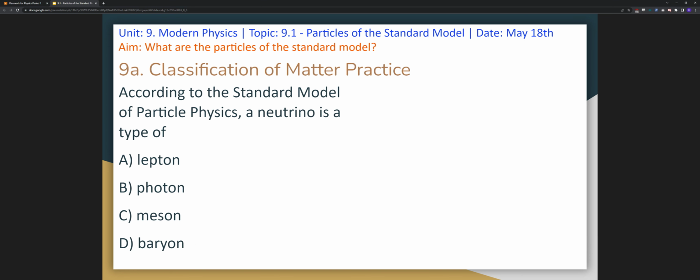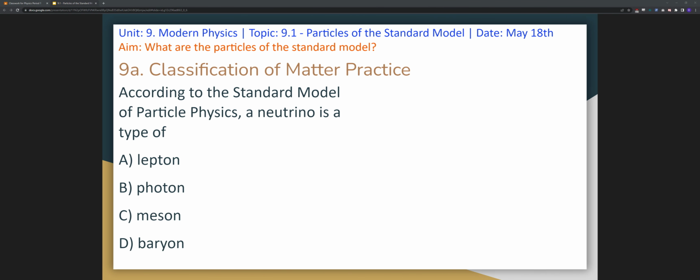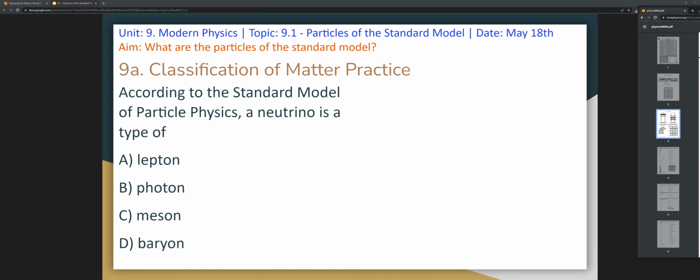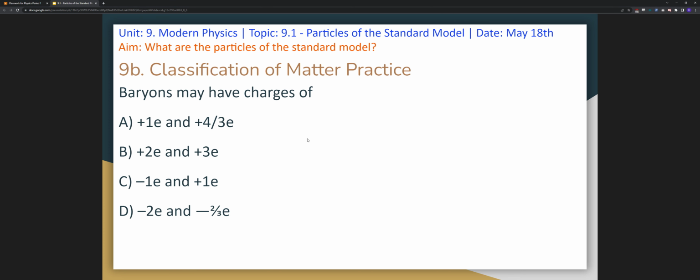So according to the standard model of physics, a neutrino is a type of what? It's a type of lepton, as you can see on your reference table. A neutrino is what we call a lepton. Next, baryons may have charges of what? Again, baryons are protons, neutrons, antiprotons, or antineutrons, and they all have set charges: -1e, +1e, or 0. So it's going to be C. Nothing else makes sense. You can't have more than +1e or -1e here.